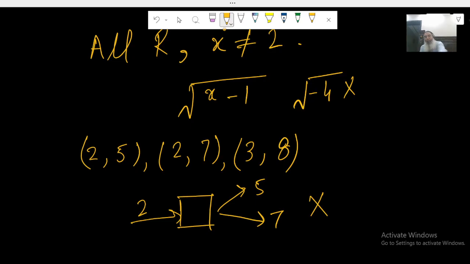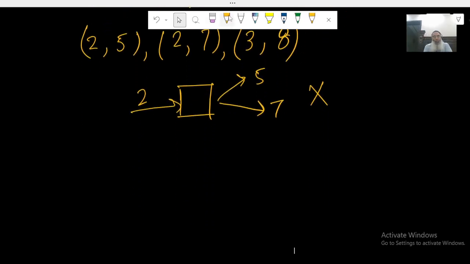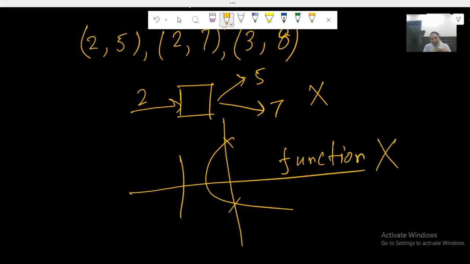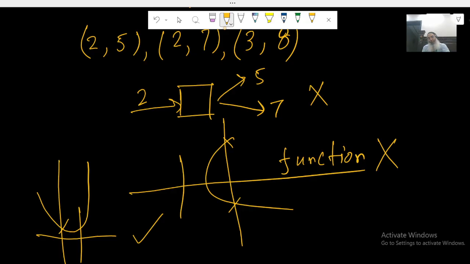So if I have a graph of a relation, for example this is the graph, and I draw a vertical line. If the vertical line cuts the graph at two different points, then it is not a function. And if I have a curve like this one, and I draw a vertical line and this line cuts the curve at only one point, then yes, it is a function.